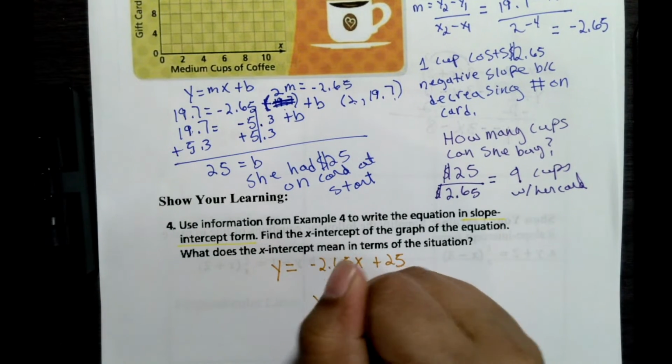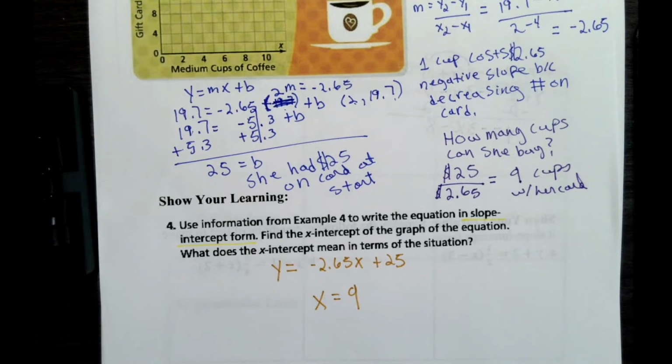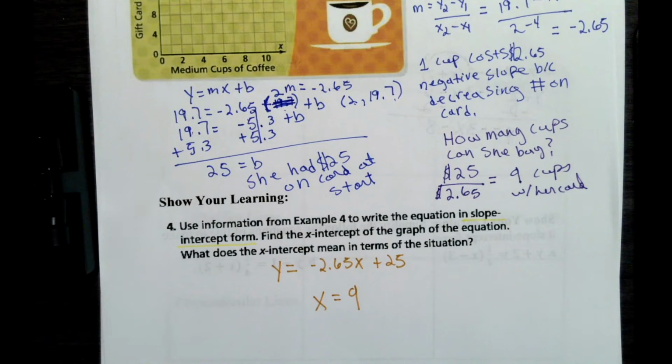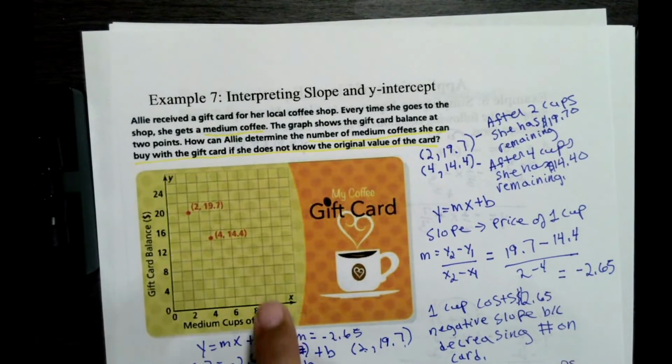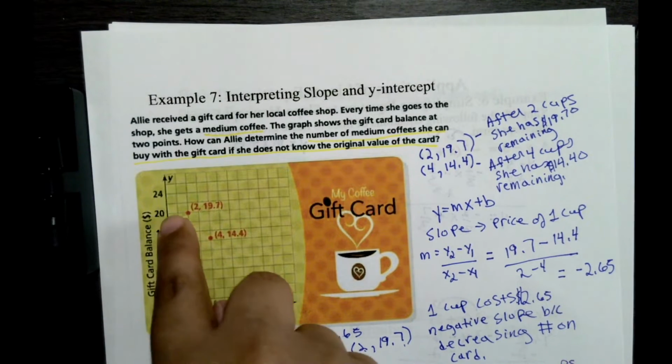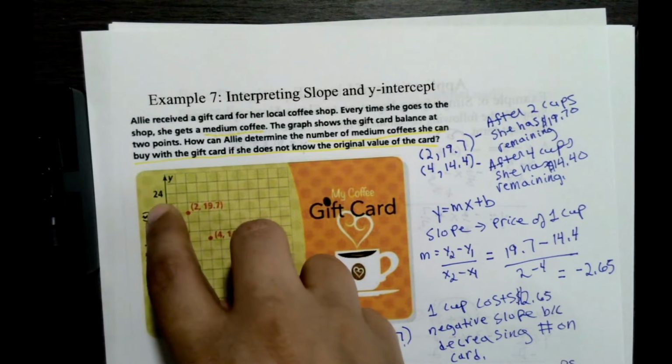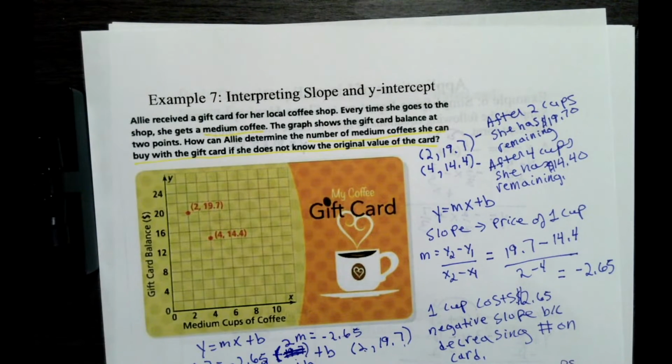Notice the x-intercept will tell us exactly how many cups you can get. So when you're given a situation where your x and y-axis mean something, the x-intercept is going to tell you the medium cups of coffee she can buy when this is 0. The y-intercept is going to tell you when we have 0, here's how much money you have. So knowing your x and y-intercepts in terms of your situation can be very important. And like I said, to see how we work this out, you can always look at the notes.